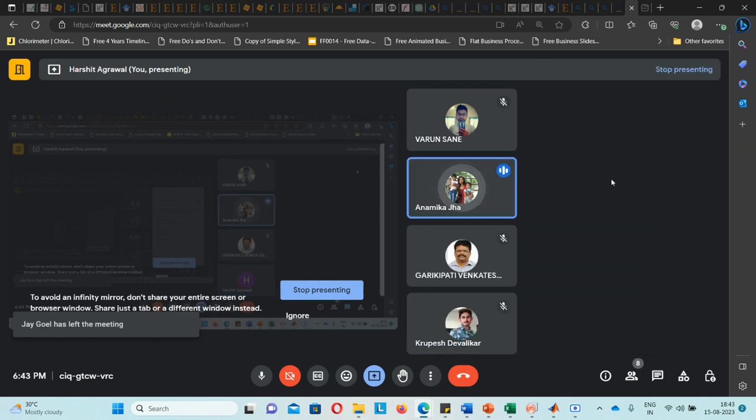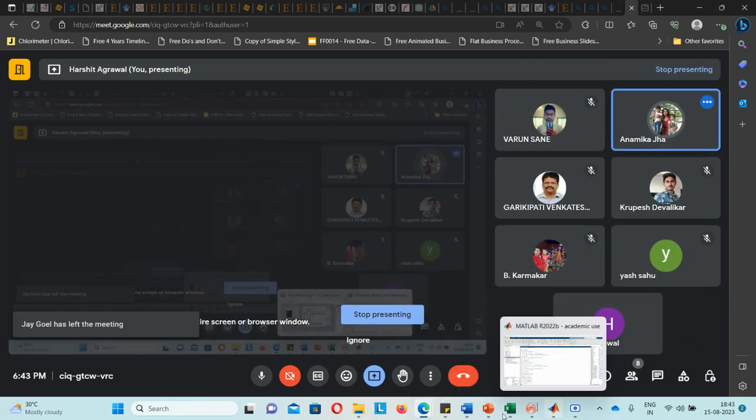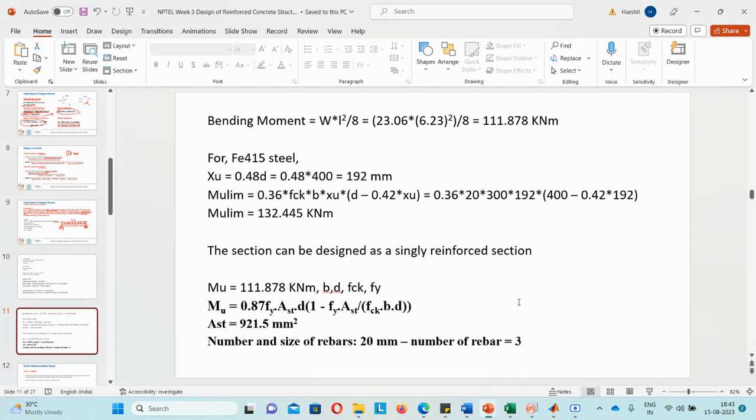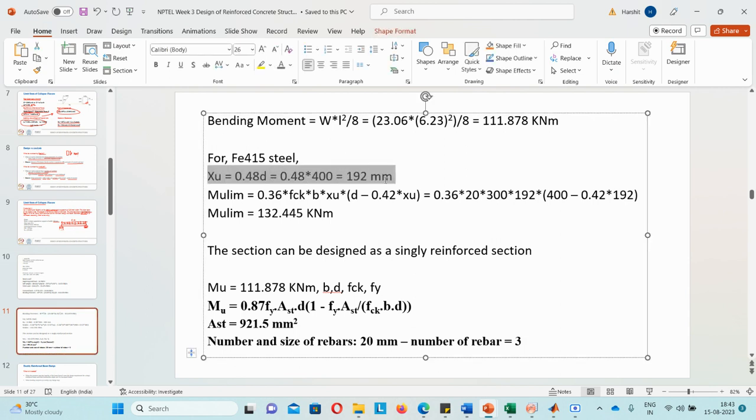Here we calculate the Mu limit for steel, meaning not for concrete. I'm somewhat confused. That won't be a problem. The Mu limiting value will be the same, no? It won't change.